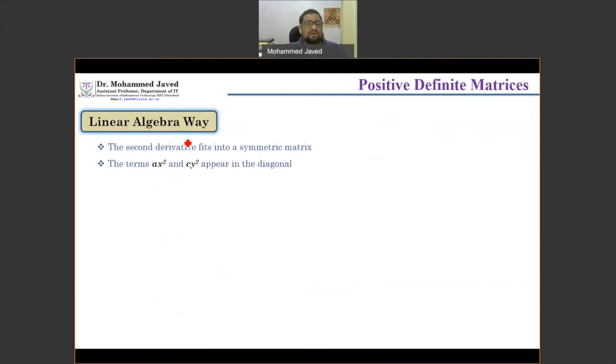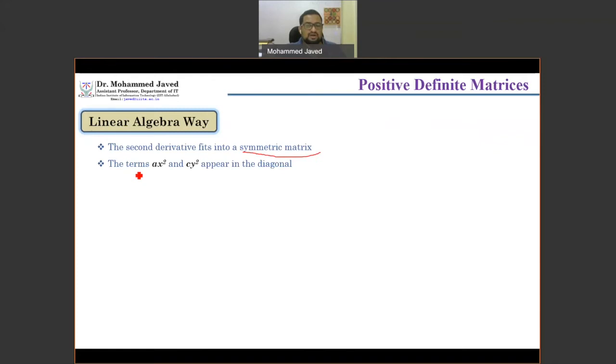So far we have seen the calculus way of ensuring that the graph is positive definite. Now let us see the linear algebra way to define positive definite matrices. Here we come up with a matrix A, and we ensure that the matrix is a positive definite matrix. Now let us see how we can convert a quadratic equation into matrix form. The second derivative fits into a symmetric matrix.